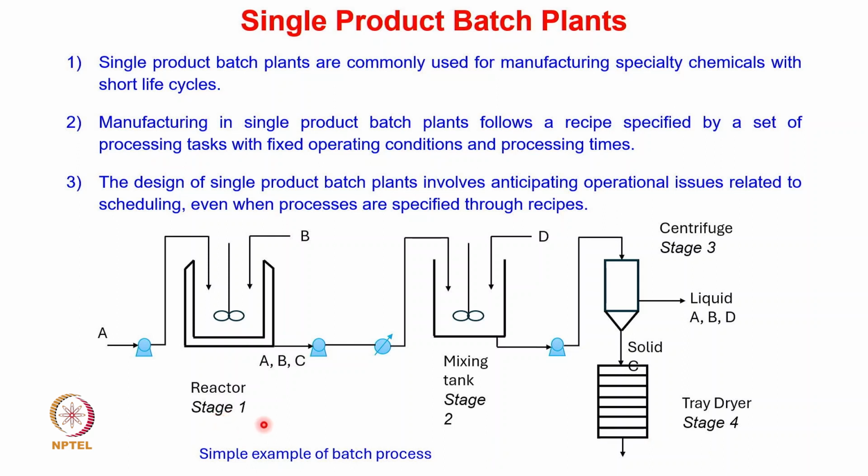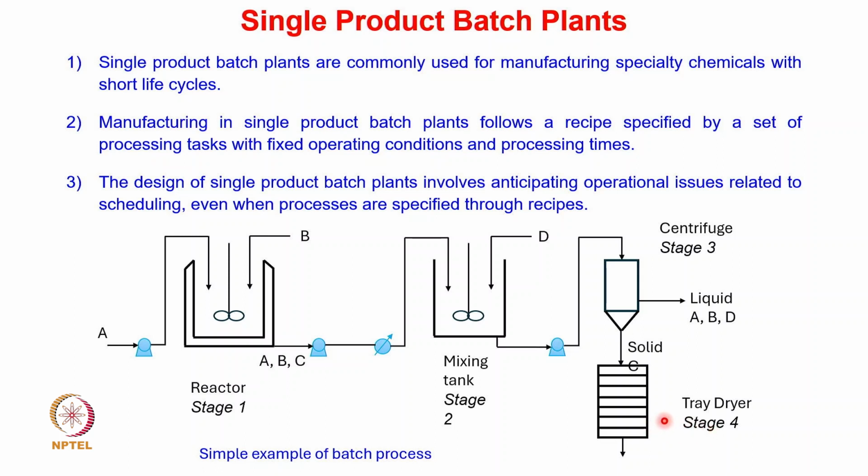Stage 1, which is the reactor; stage 2, which is a mixing tank; then stage 3, which is a centrifuge; and the last one is a tray dryer, which is stage 4. Such batch processes are commonly used for the production of drugs, isn't it? So you can see that the drugs can be formed, and then separated, and then converted into the form of powder or tablets.